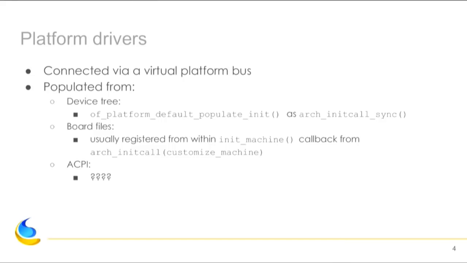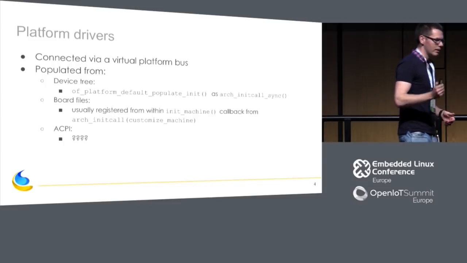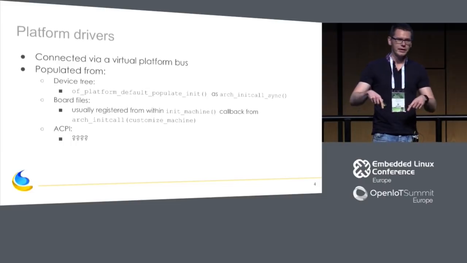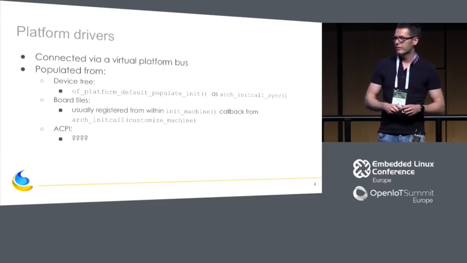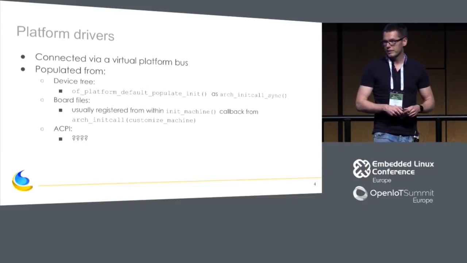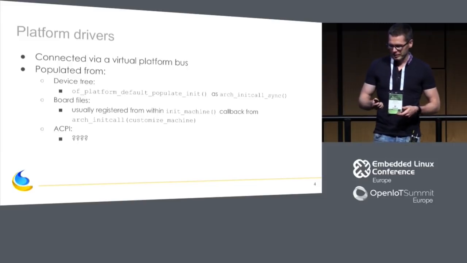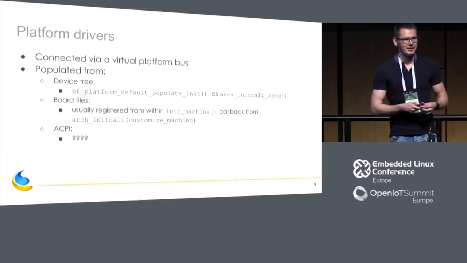Pretty much the same goes for board files. So this example comes from ARM, but I think it's the same for most other architectures. So we have another arch_initcall that is called from the init_machine callback. The init_machine callback is the one that is in the machine description struct in legacy board files. And in ACPI, I don't know. I assume it must be the same or similar. But if you know ACPI, let me know because I don't know how it's done in this case.